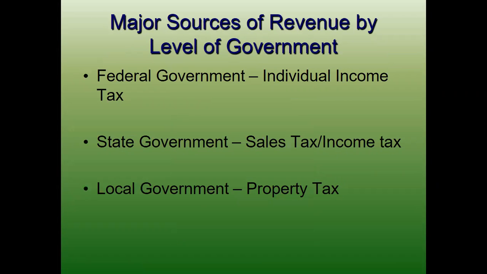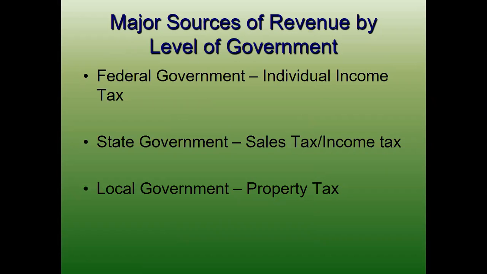So, if we take a look at the major sources of revenue by level of government, what we see is that each government has kind of the primary source of revenue coming from a different source. For the federal government, at least since the passage of the 16th Amendment, the individual income tax is the largest source of revenue. For state governments, the sales tax is the largest source of revenue for most states.